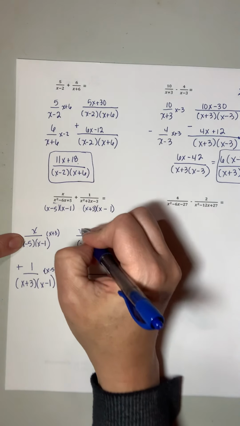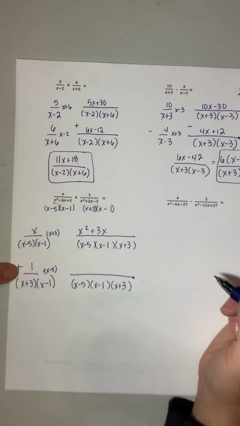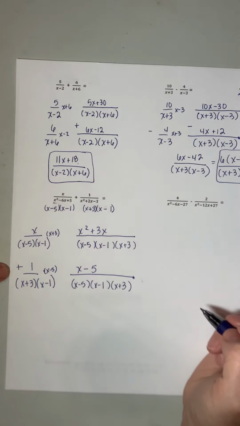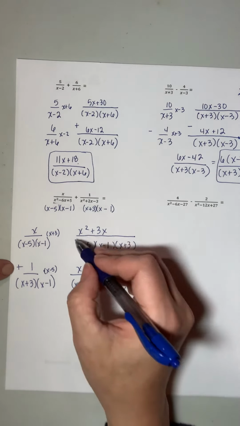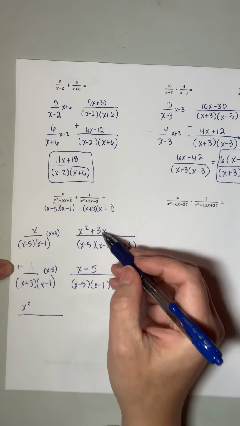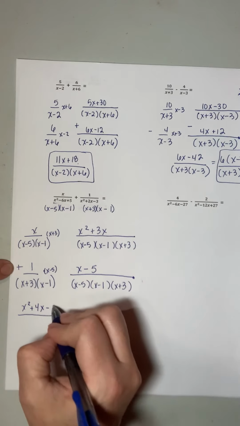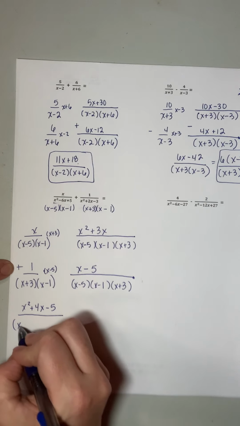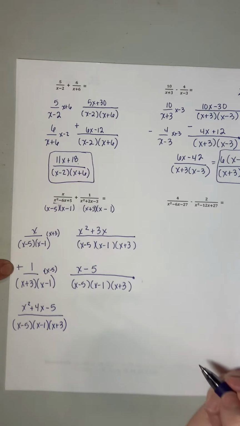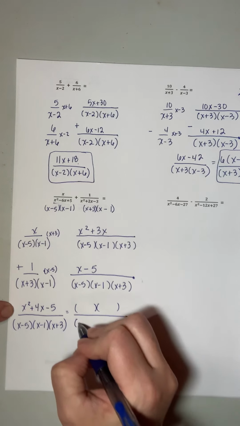So x times x is x squared, and x times 3 is 3x. And then 1 times x is x, and 1 times -5 is -5. And this is an addition problem. So I have x squared, 3x plus x is 4x, and then a -5, all over x minus 5, x minus 1, x plus 3. But the top can factor, keeping the same denominator.